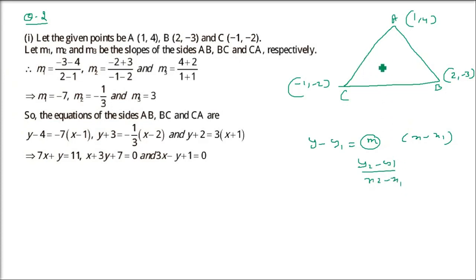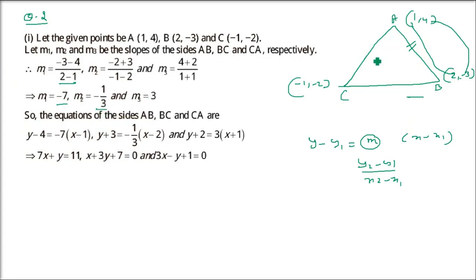Since we have the points for all the lines, let us find AB. M will come as (-3 minus 4) by (2 minus 1). That is going to be -7 by 1, so -7 will come. Now the slope we have found out. Same thing, we have to find the slope of BC. So (-2 plus 3) by (-1 minus 2), that is -1 by 3 will come.